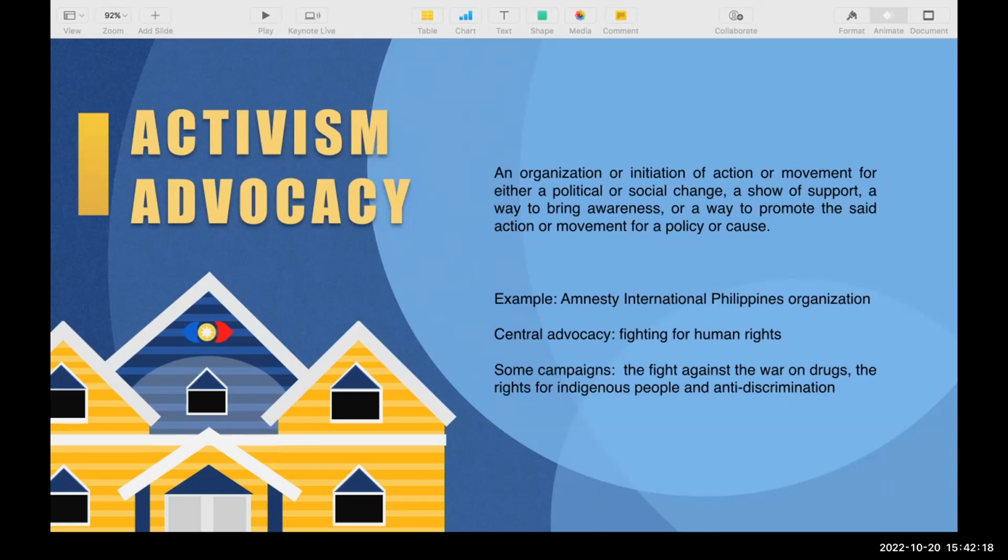Some of the campaigns that the organization has done that centralize on human rights include the fight against the war on drugs, the rights of indigenous people, and anti-discrimination rights. Furthermore, a more specific example of the organization's actions that advocate for human rights is when the organization led one of the first nationwide campaigns in the Philippines against torture in 2002, wherein actions such as organizing a couple of bike for rights activities, protests, press conferences, and much more were done.